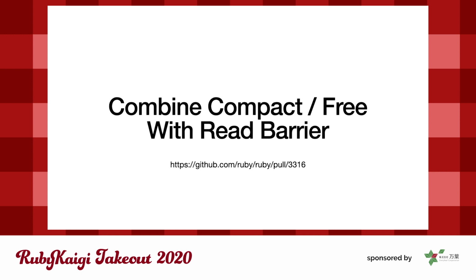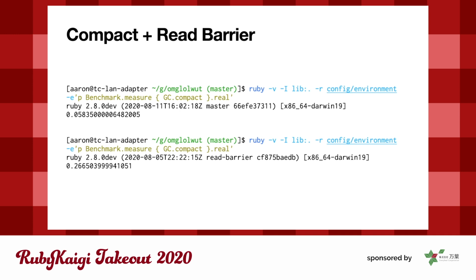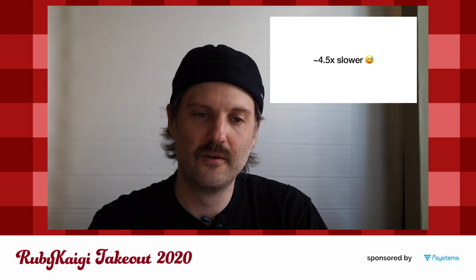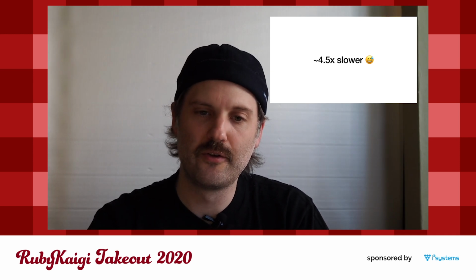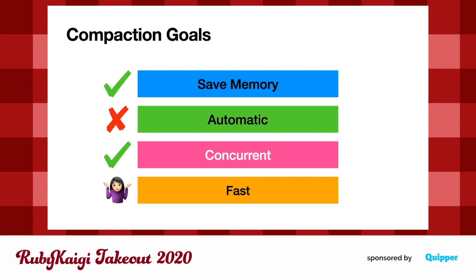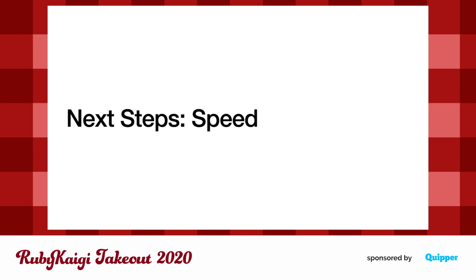The read barrier works very well, except that it's way too slow. This benchmark compares the speed of the compactor with a read barrier and without a read barrier. The version with a read barrier is way slower. It's about 4.5 times slower. I don't think that's very good. So now the compactor is concurrent, but it got 4.5 times slower. So I'm not sure that I can say that it is fast.